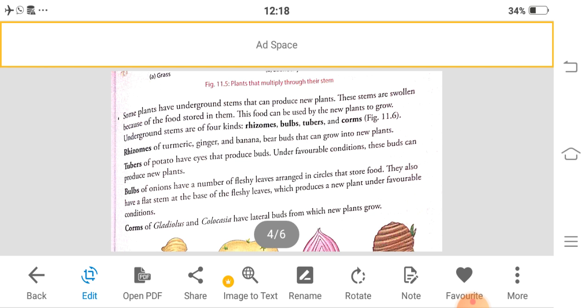Tubers of potato have eyes that produce buds. In favorable conditions, these buds grow into a new plant.